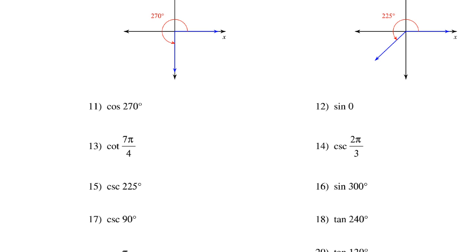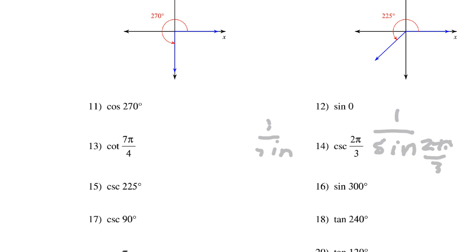The first one I see is number 14 there. It says the cosecant of 2 pi over 3. Well, if you remember from the other video, cosecant is 1 over sine. So what you can do is find the value of sine of 2 pi over 3 and just put 1 over it. So this is the same as 1 over the sine of 2 pi over 3.